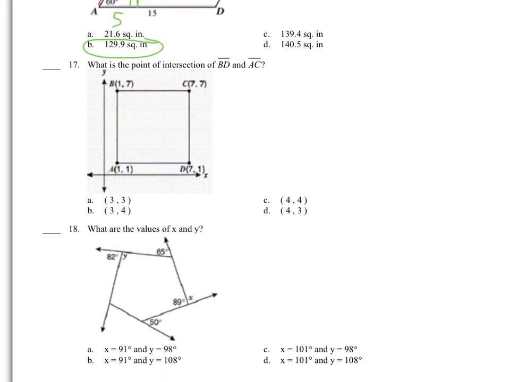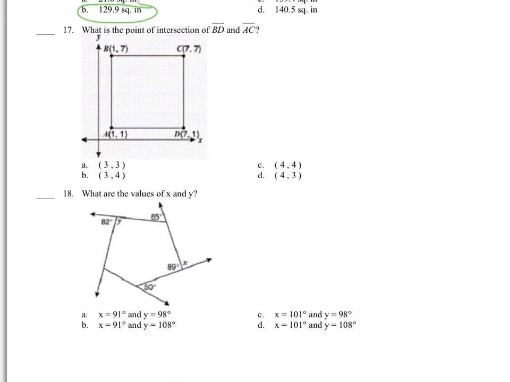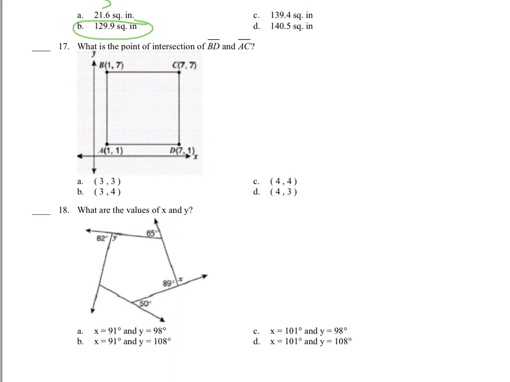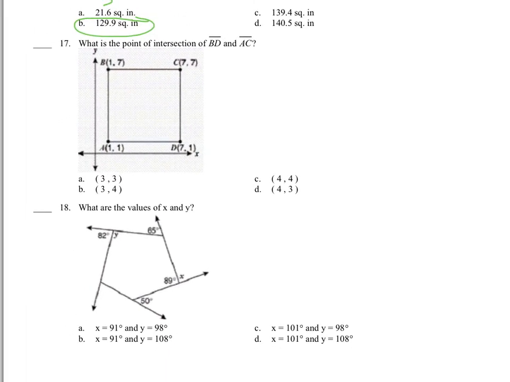Okay, what is the point of intersection of BD and AC? Well, what we have here is a rectangle. So what we need to do is find the midpoint. The slopes are all congruent, so it's a parallelogram. So we have to find the midpoint because the diagonals will bisect each other.